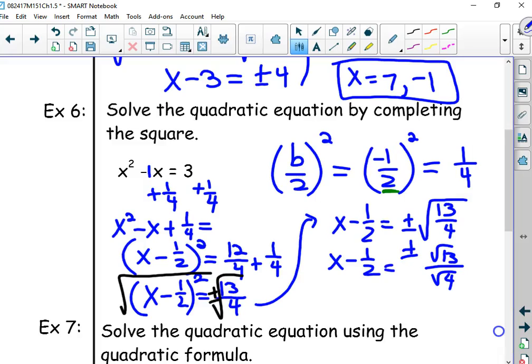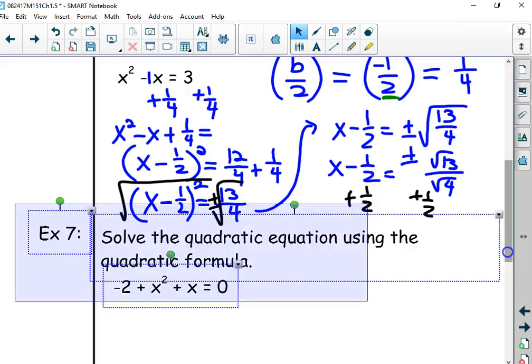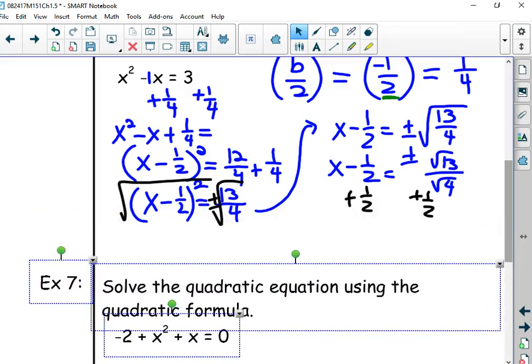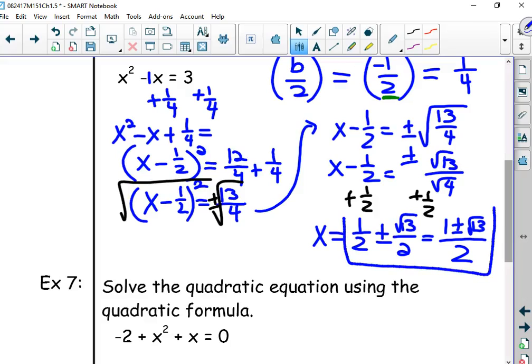x minus 1/2 equals that. So what we get is we're going to add 1/2 to both sides. Kind of running out of room here, which isn't a big problem. So I'm just going to move the next down a little bit. Okay, so we get x is equal to 1/2 plus or minus the square root of 13 over 2. We can also write this as 1 plus or minus square root of 13 over 2. And we are done. Both of those answers are equivalent.